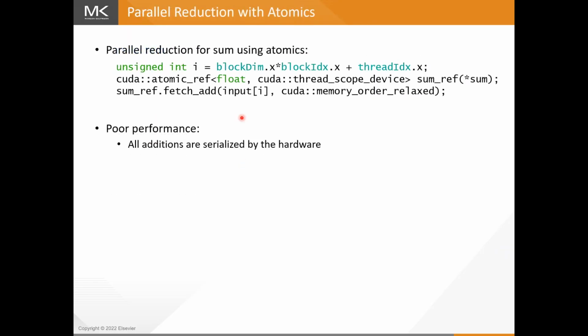We started with a very bad implementation of reduction, based on atomic operations, where every thread would access one element from memory and use an atomic operation to accumulate that value to a global sum. And we said that this is a very bad implementation because the hardware ends up serializing all of these atomic operations. So it's not a very good idea.